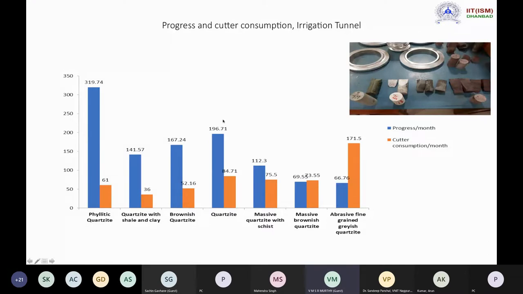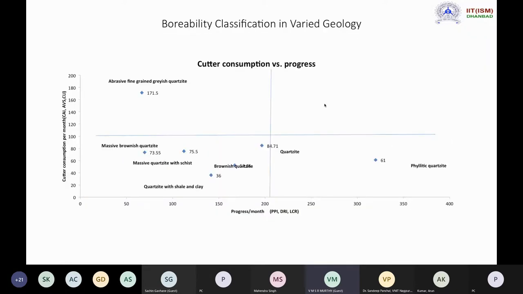What you see in this graph is two parameters I'm trying to capture in different rocks: progress per month and cutter consumption per month. In fact, I combined these two into another graph. On the x-axis we have progress per month, and on the y-axis we have cutter consumption per month. I have divided these into four quadrants, and I try to place my rocks into different quadrants.